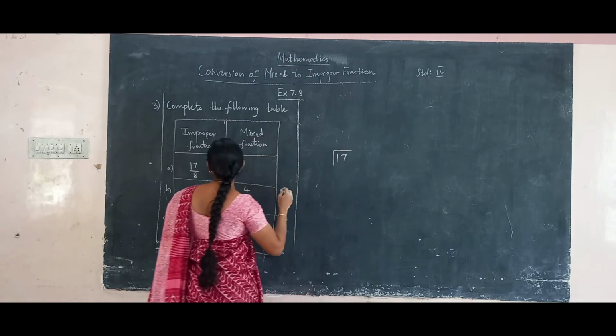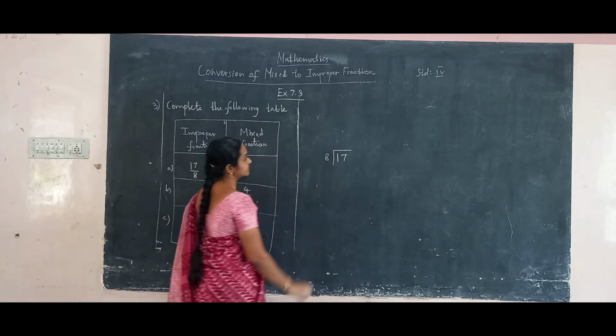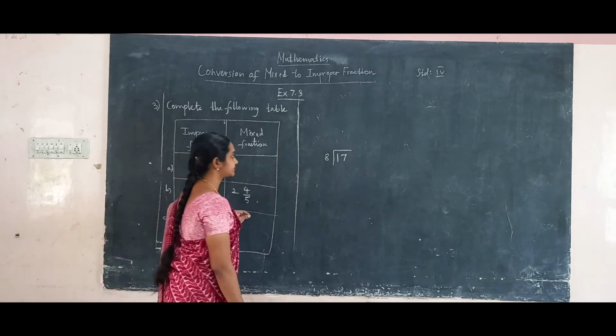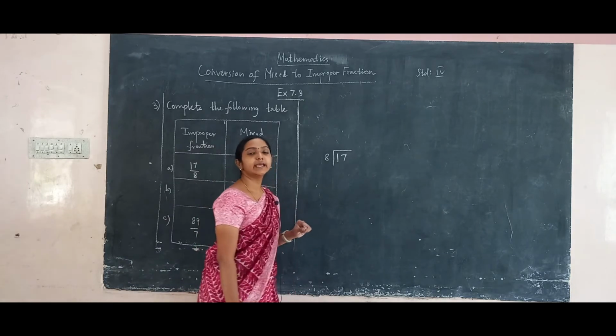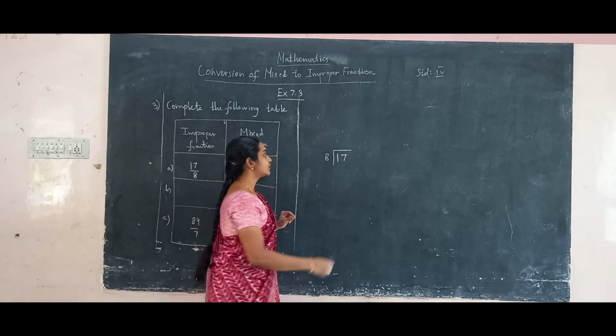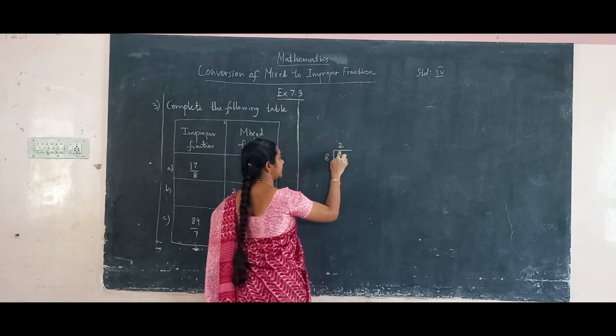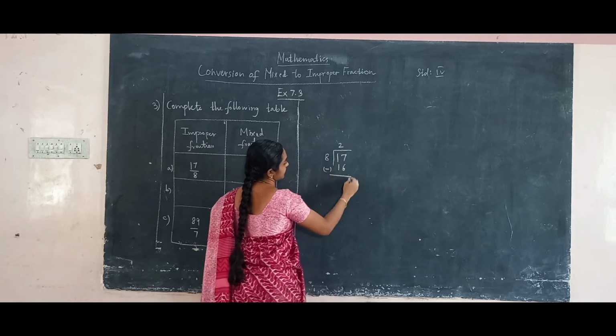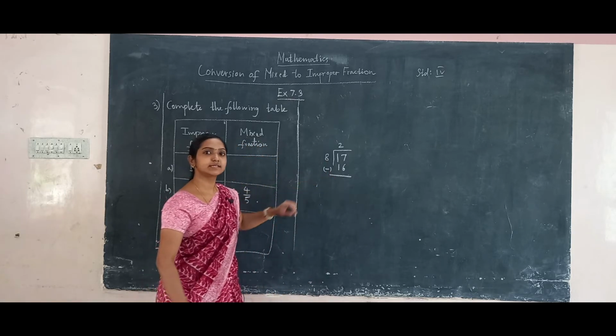So divide 17 by 8. Divide numerator by denominator. 8 2s are 16. So write 2 in the numerator. 8 into 2 is 16. Now subtract. 17 minus 16 is 1.